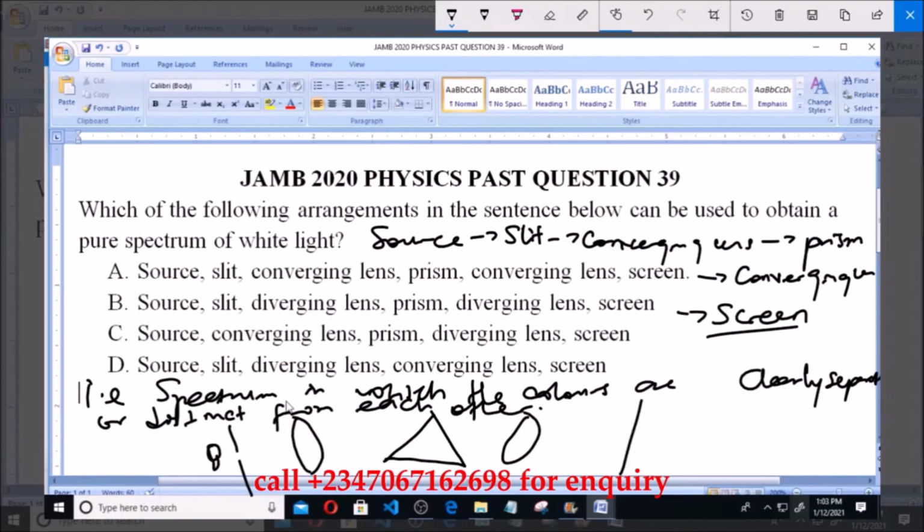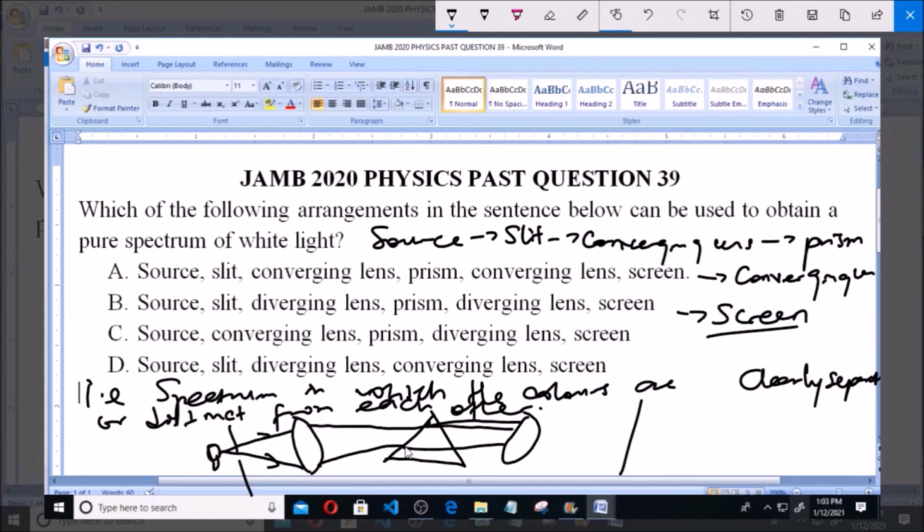Now the ray of light will go in this format. From the converging lens, it will hit the triangular prism like this, and then come out this way. From this converging lens also, it will go, and then the light will be split into its various components. And this is how a pure spectrum is observed. So the answer to this question is option A: the source of the light, the slit, the first converging lens, a prism, the second converging lens, and the screen. So option A is the right answer to the question.